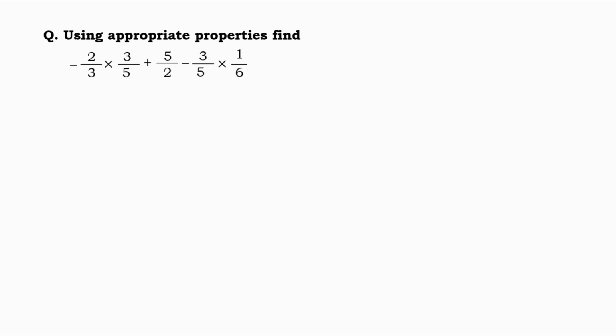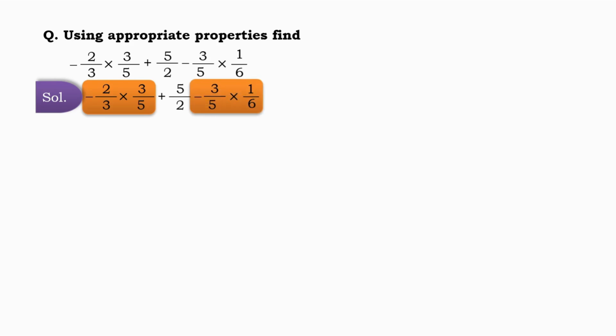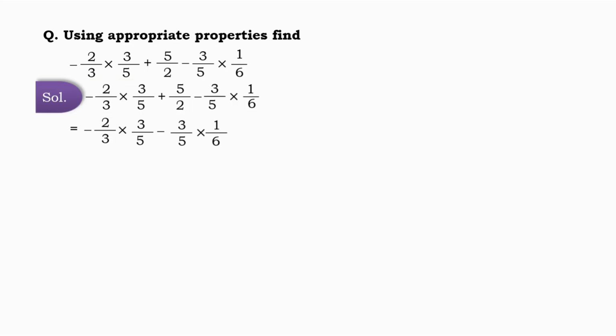Module 4. Using appropriate properties, find minus 2 by 3 into 3 by 5 plus 5 by 2 minus 3 by 5 into 1 by 6. So we can see that 3 by 5 is common in this case. So we will apply the commutative property over here.